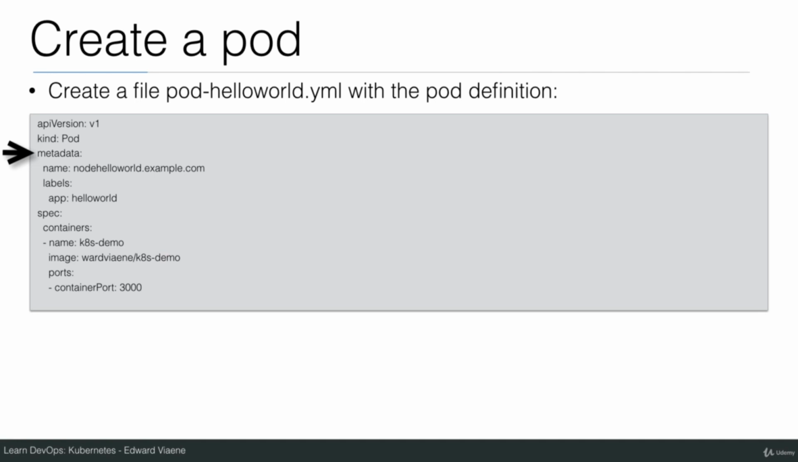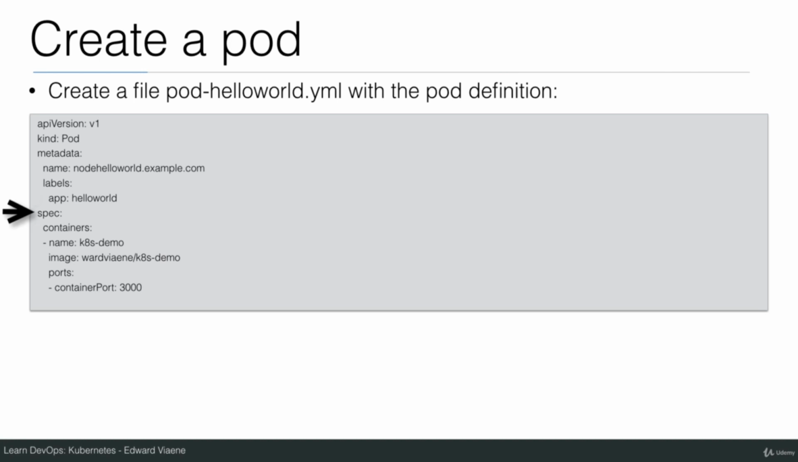You can provide metadata, you can give your pod a name. This pod is named node.helloworld.example.com. We can also give it a label. Later on we can easily filter on labels. This pod has the label app as a key, hello world as a value.